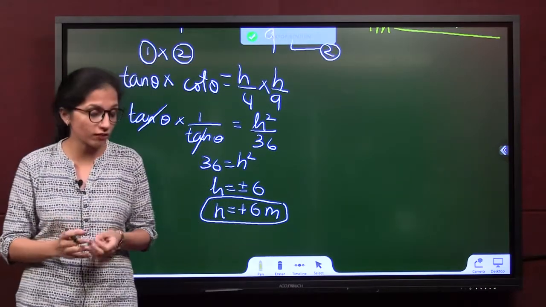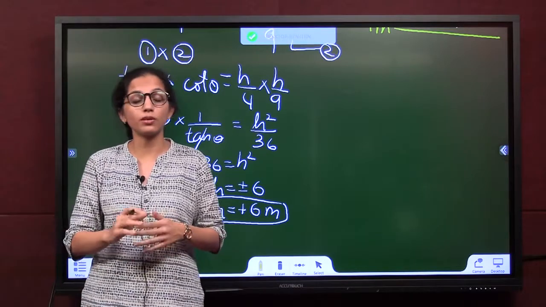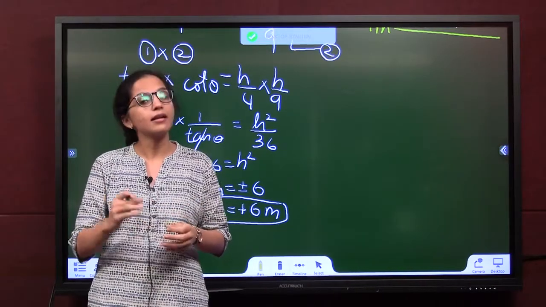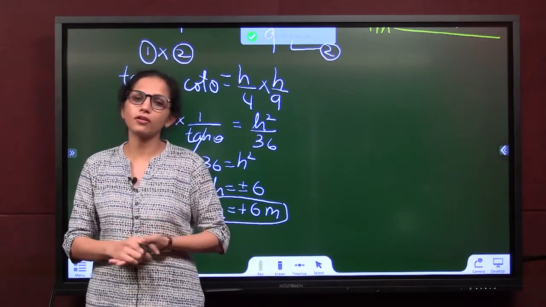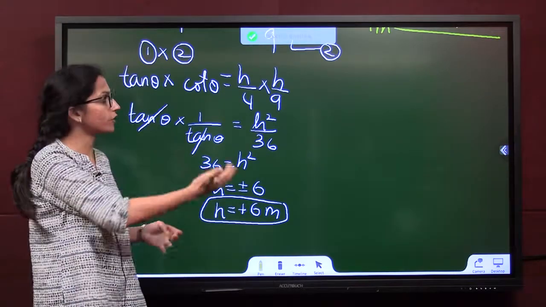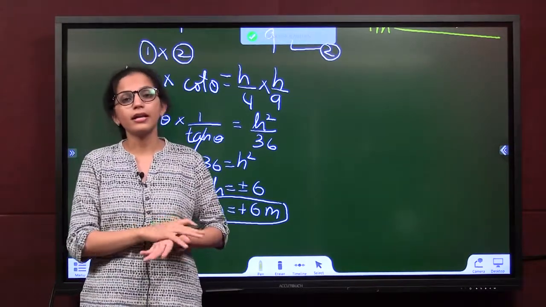Most of the time we use tan theta. Sometimes we use sine theta and cos theta. But tan theta was the most important; in almost every problem we got tan theta involved.